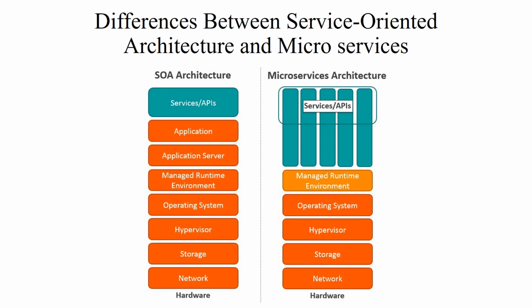Here you see that in microservice architecture, they are more focused on a specific type of service, and after the managed runtime environment, it takes care of the service part and APIs. But in service oriented architecture, they have application server and application. So that's a major difference that you see between SOA and microservice architecture.